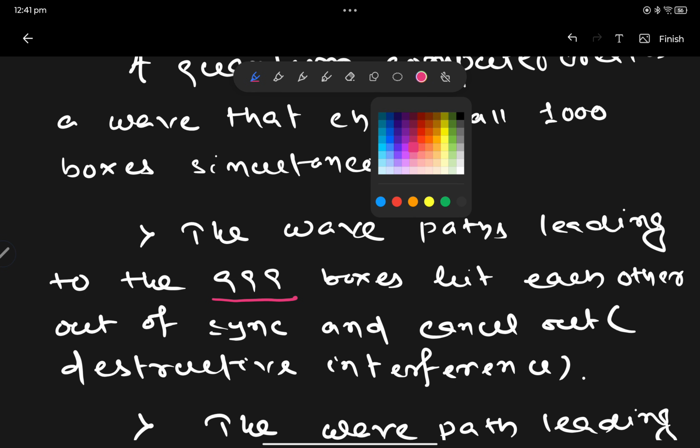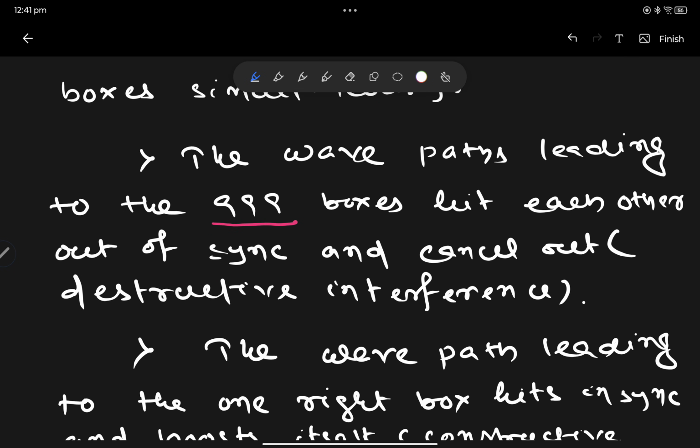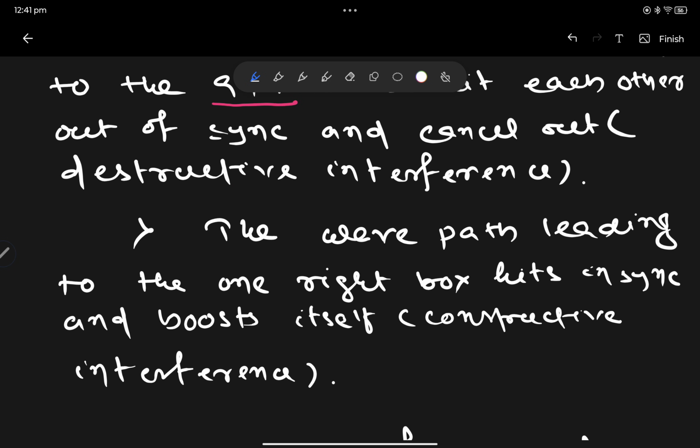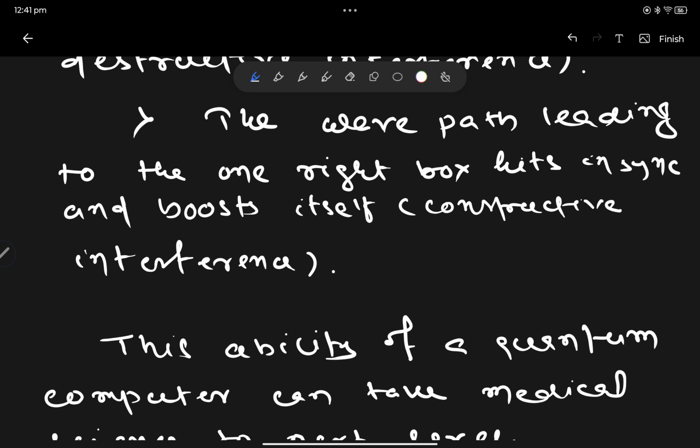They destructively interfere because they will not find the key there. The web paths leading to the 999 boxes hit each other out of sync and cancel out. That is called destructive interference. Those who have read 11th and 12th physics properly have an understanding of this. But to explain to someone who is not from a science background: two opposite waves come toward each other and cancel each other. The wave path leading to the one right box hits in sync and boosts itself, and this is called constructive interference.